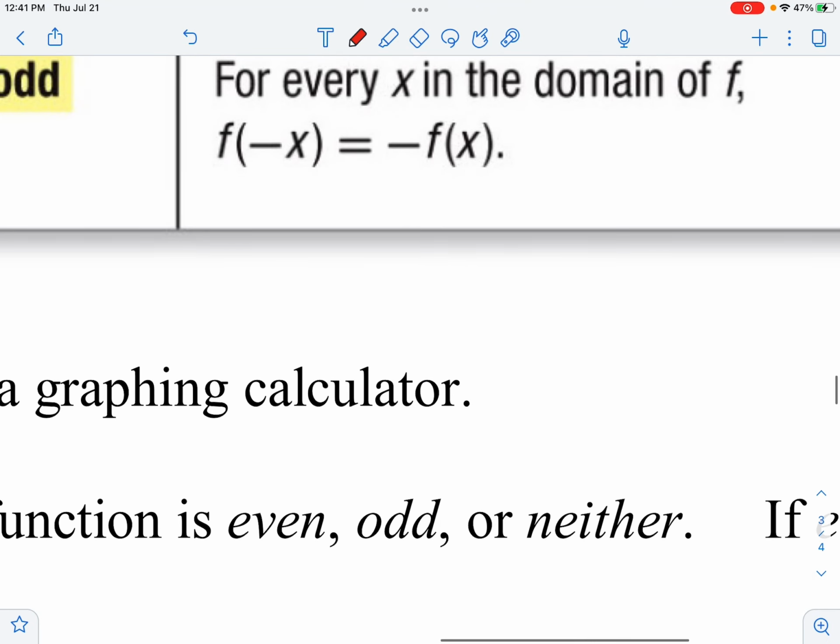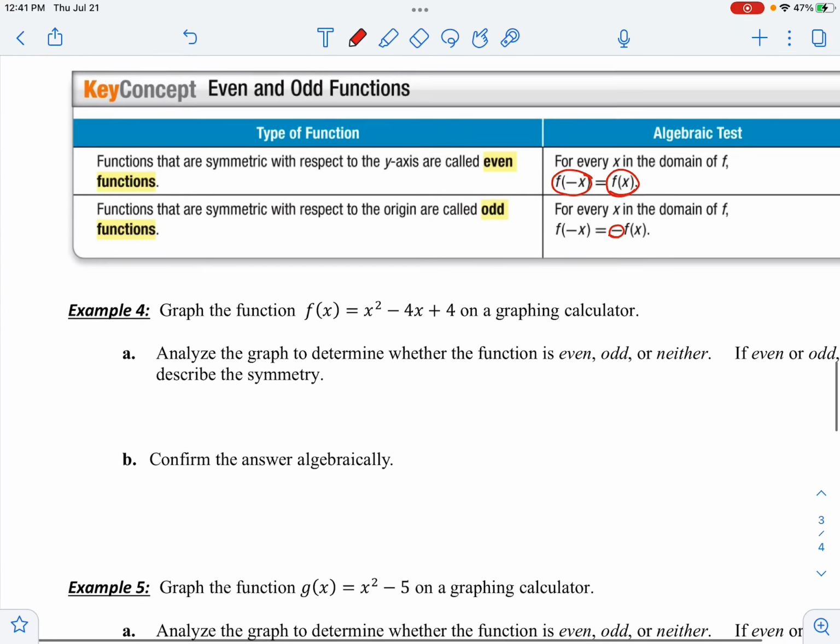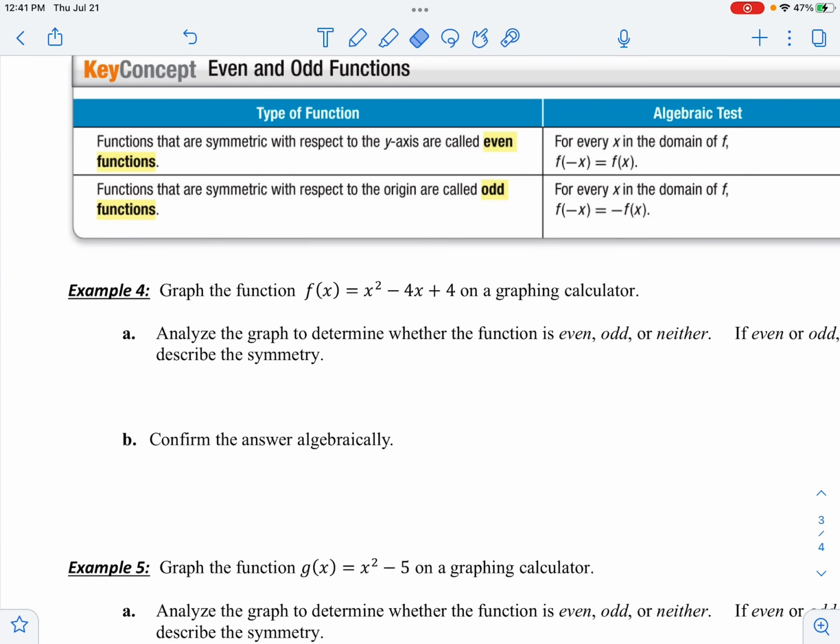If you get the opposite of what you started with, so everything in that function is the opposite of what it originally was, then it's odd. If neither of those things happen, then it's neither. All right, let's see if you understand what I'm saying here.